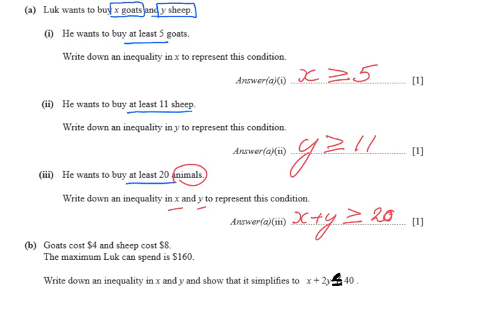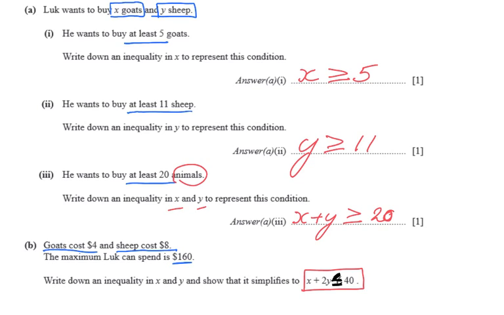All right. Then finally, I believe this is a 2-point question. It says goats cost $4 and sheep cost $8. So the goats are cheaper than the sheep. The sheep are 2 times as expensive. The maximum Luke can spend is $160. So he's got $160 to spend. Write down an inequality in X and Y and show that it simplifies to X plus 2Y is smaller or equal to 40. So they already give you the simplified answer, but you've got to show that it is actually true.